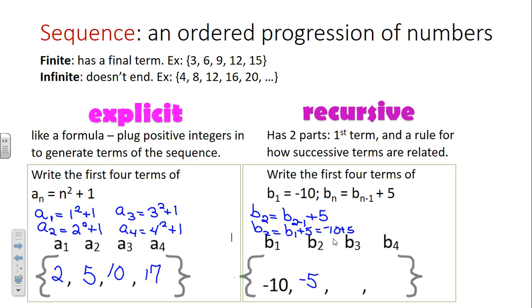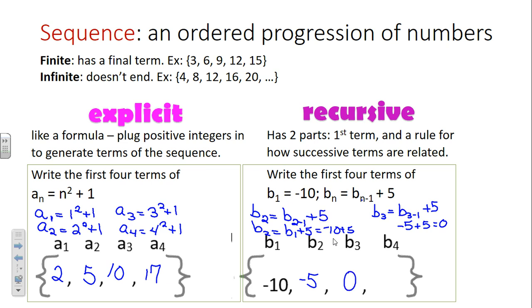All right, now we want to find the third term. So what are we substituting everywhere we see n? A 3. So to find the third term, b sub 3, we're going to take b sub 3 minus 1 plus 5. But 3 minus 1 is b sub 2. b sub 2 was negative 5, so we're going to take negative 5 plus 5 and get 0.